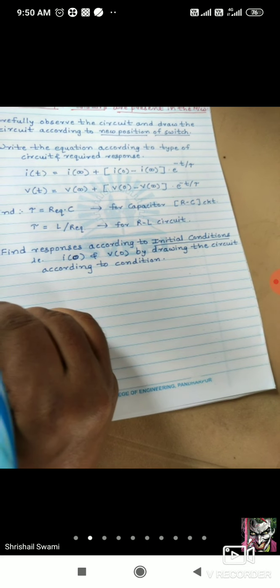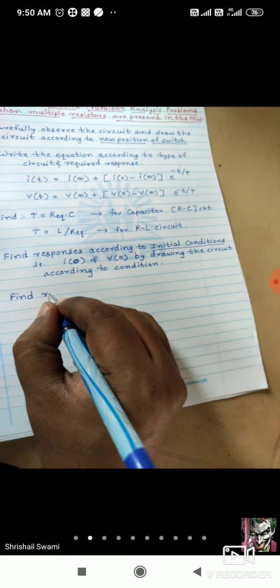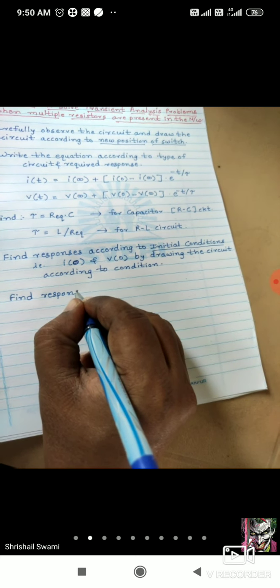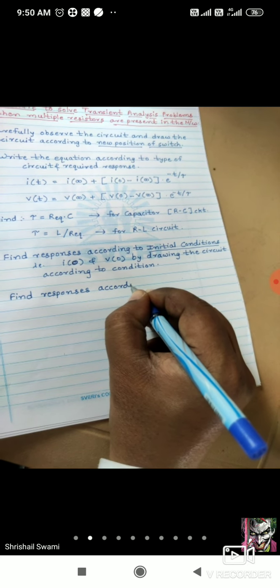Now next, the fifth one: find responses according to final conditions.